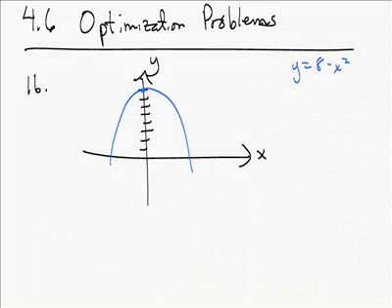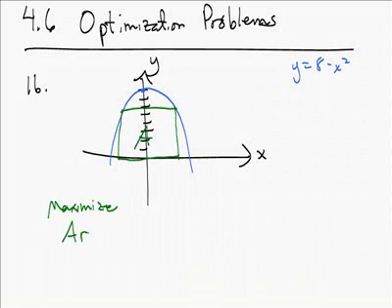Now we want a rectangle, the largest area, base on the x-axis, and the other two vertices above the x-axis and lying on the parabola y equals 8 minus x squared. So we're going to want something like this. We're going to want a rectangle that has a base on the x-axis and then looks like this. So the area of this is what we want to maximize.